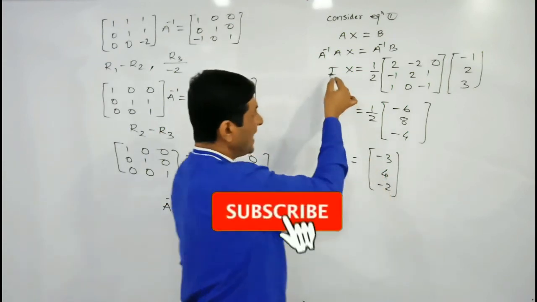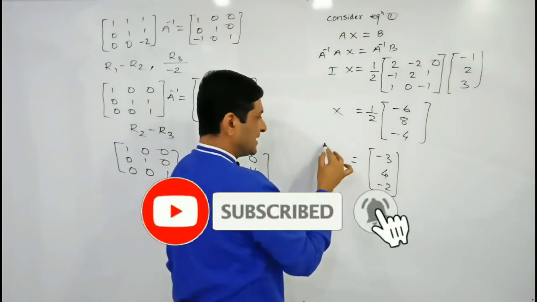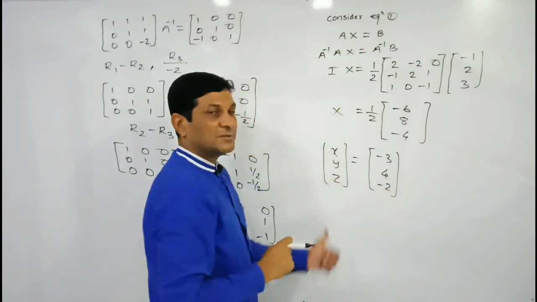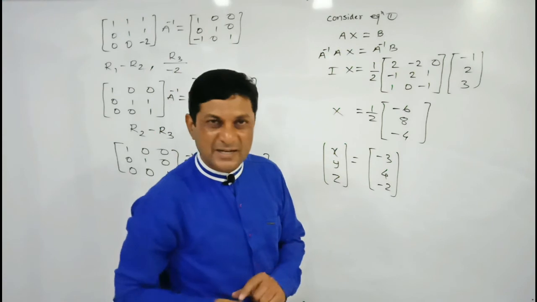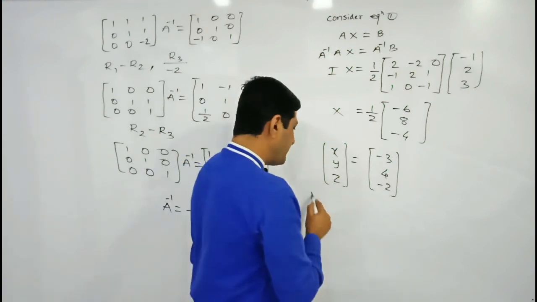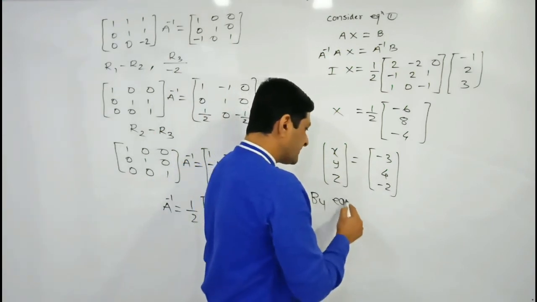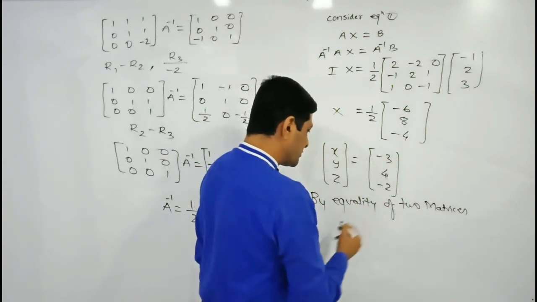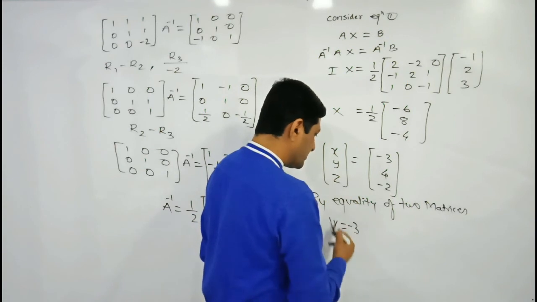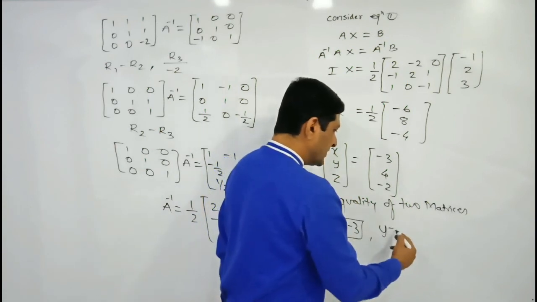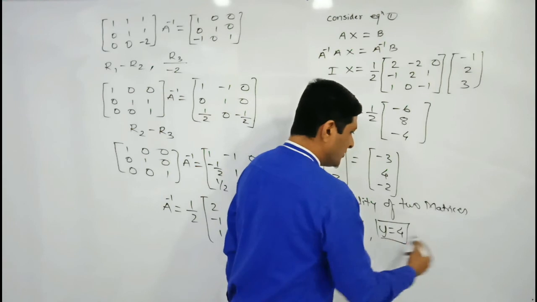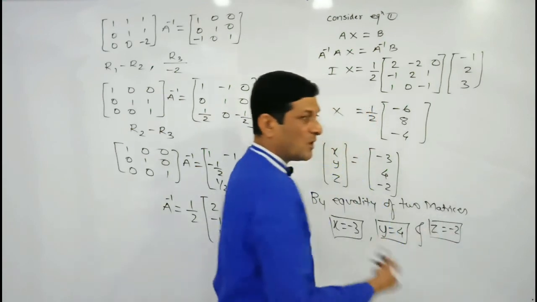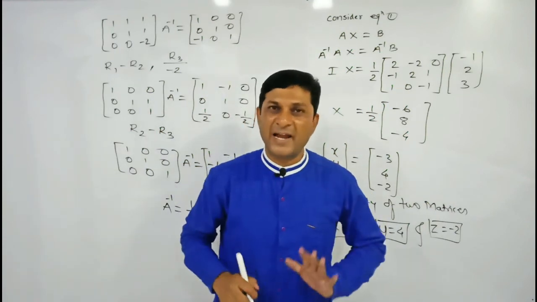On this side, identity into X will be equal to X, and the elements of matrix X will be X, Y, Z. So here we can observe that these two matrices are equal matrices. So apply the definition of equality of two matrices. What will we get here? X will be equal to minus 3, X is equal to minus 3, then Y is equal to 4, and value of Z will be equal to what? Minus 2. In this way we have got our required values X, Y and Z.